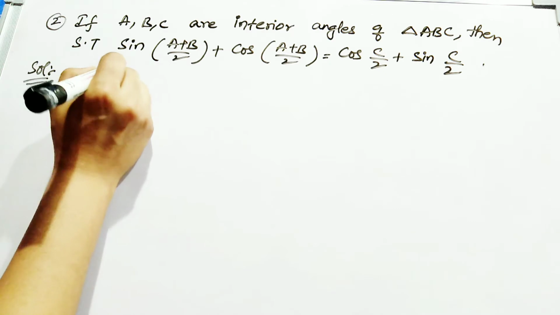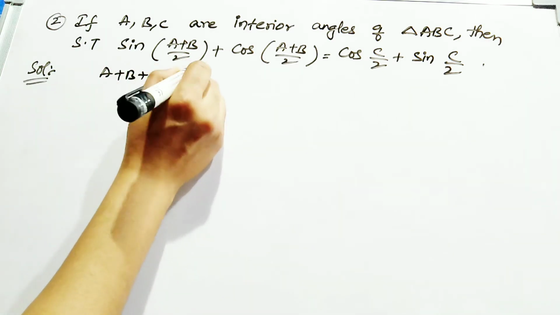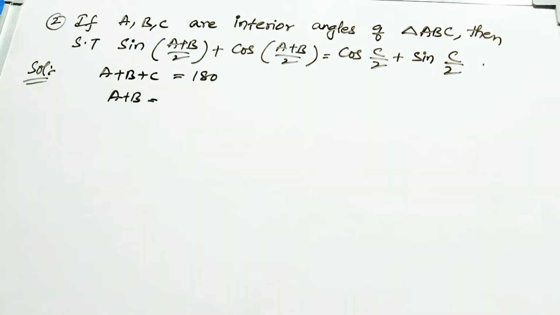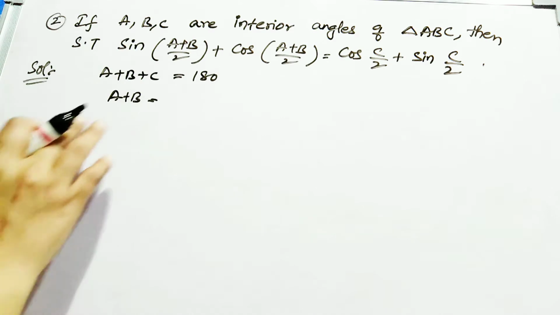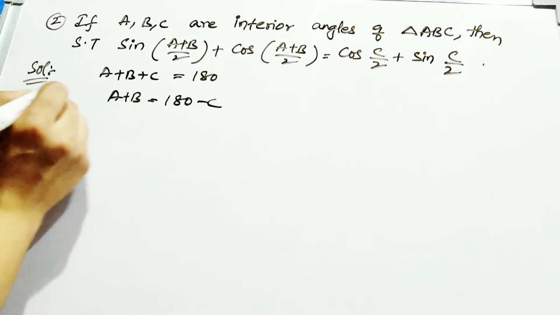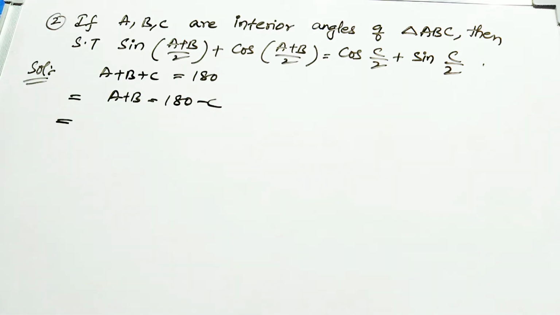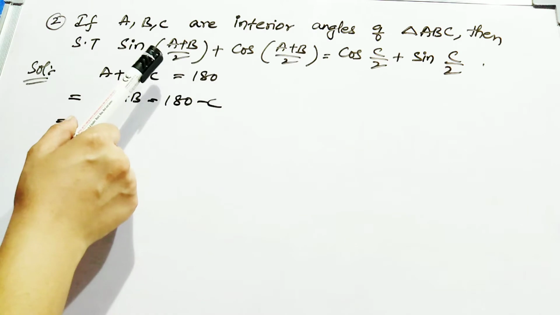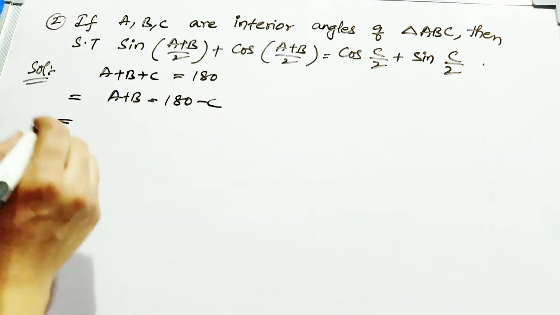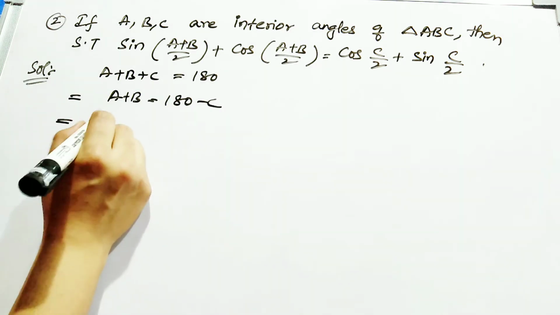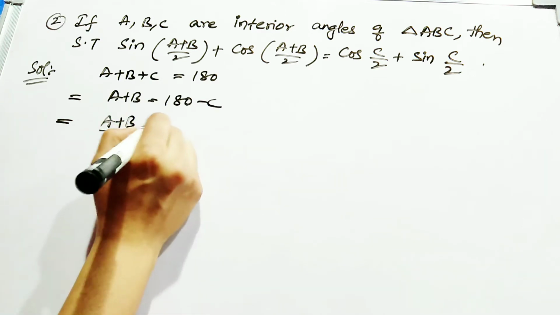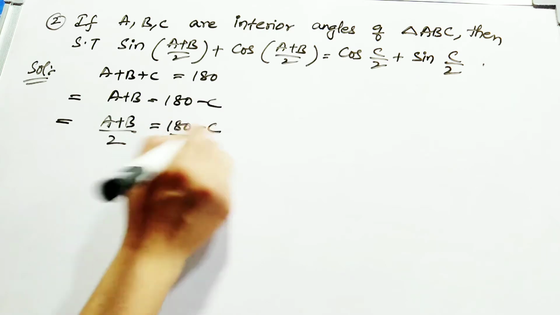Let's start. In a triangle, A+B+C is 180. What is the value of A+B? In your equation, you are having A+B. So, we find A+B is equal to 180 minus C. And in your left hand side, it is divided by 2, so you have to divide this equation by 2. (A+B)/2 is equal to (180 minus C)/2.